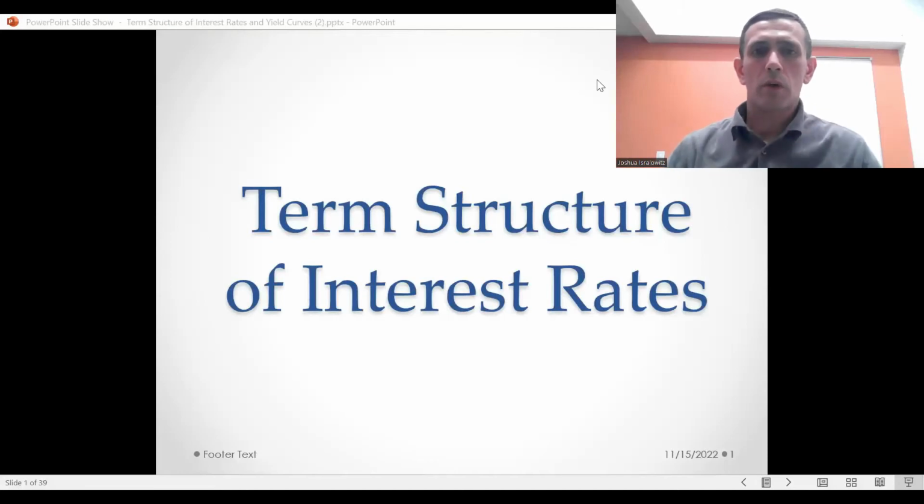Hello, everyone. What I want to do now is go over chapter 6 in Broverman's book. In particular, we're going to talk about the term structure of interest rates. We're going to talk about yield curves, spot rates, and forward rates. Very important topics in exam FM.